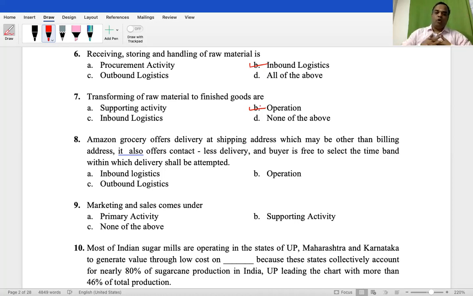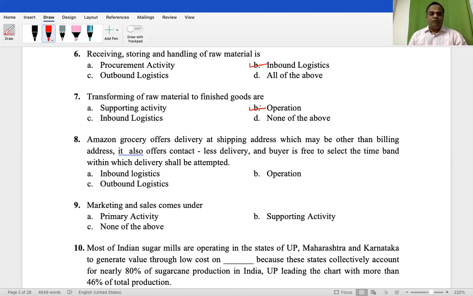So you have to remember how many types of primary activities are there. Five types of primary activities. What are they? Inbound logistics, operations, outbound logistics, marketing and sales, and after-sales service. And four supporting activities. What are the supporting activities? Procurement, technology development, human resource management, and firm infrastructure.